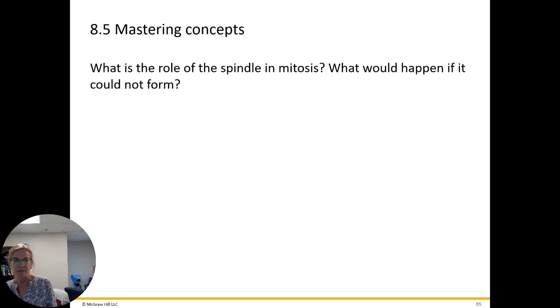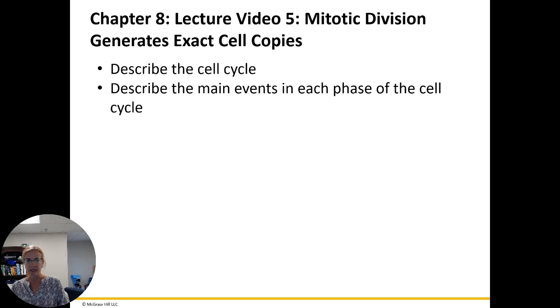What is the role of the spindle in mitosis, and what would happen if it could not form? Well, I talked about the spindle being sort of the anchoring point to actually coordinate the movement of the chromosomes to the poles of the cell. So if the spindle didn't form, then as the cell divided, you might have a few chromosomes here, a few chromosomes there, and there wouldn't be any organization, and the cell would not end up with an exact copy.